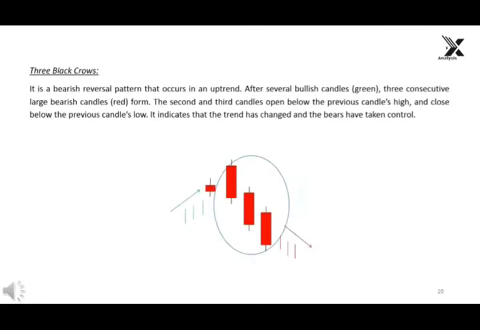3 black crows. It is a bearish reversal pattern that occurs in an uptrend. After several bullish candles, green, 3 consecutive large bearish candles, red, form. The second and third candles open below the previous candle's high, and close below the previous candle's low. It indicates that the trend has changed, and the bears have taken control.